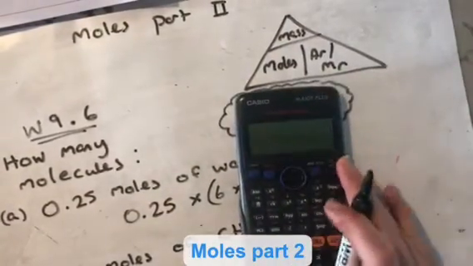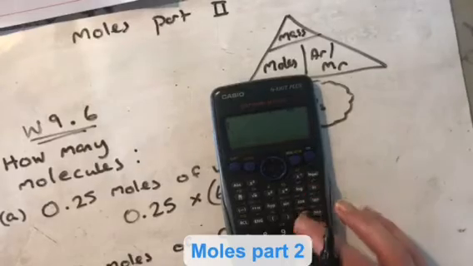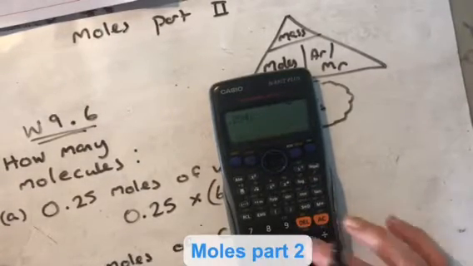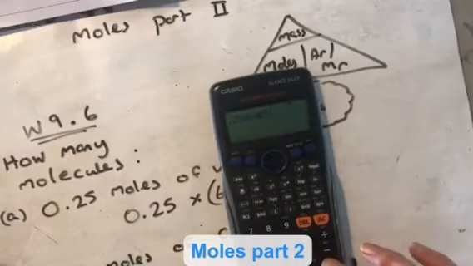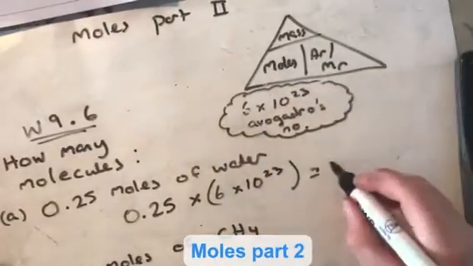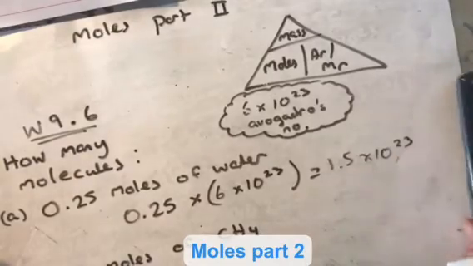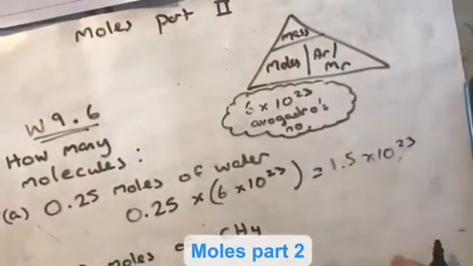I'm going to just do this right in front of your screen so you know how to do exponentials. So 0.25 by 6 exp 23, and my answer is 1.5 by 10 to the 23. So there's no problem in using exponentials there for your answer, all right?